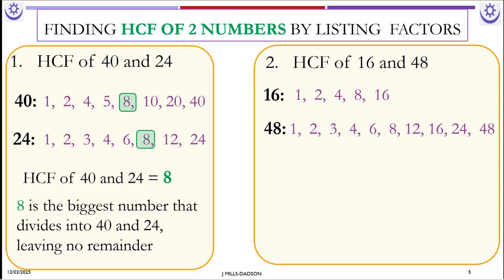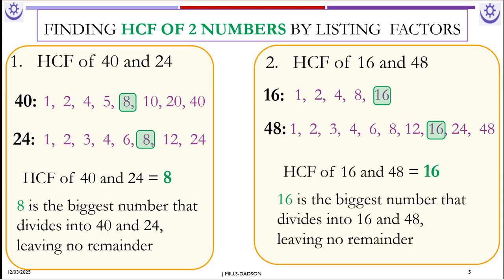Now if you check all the common factors, what is the biggest of them all? If you check, you realize that 16 among all the common factors is the biggest of them all, and therefore HCF is 16. And what does it mean? It means 16 is the biggest number that divides into 16 and 48, leaving no remainder. In our next example, we'll be talking about what if you have three numbers.